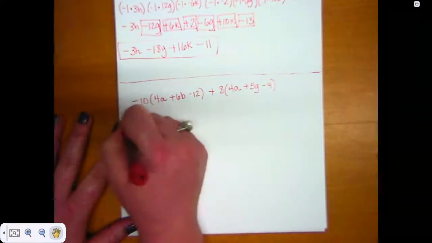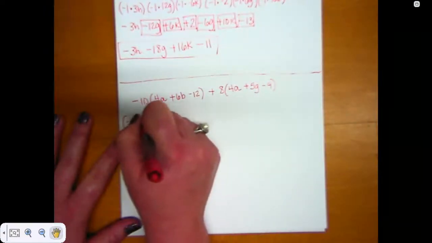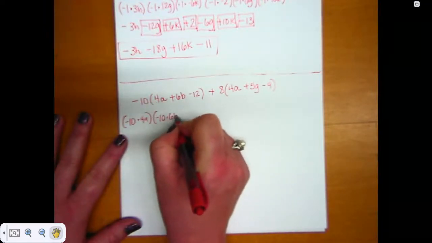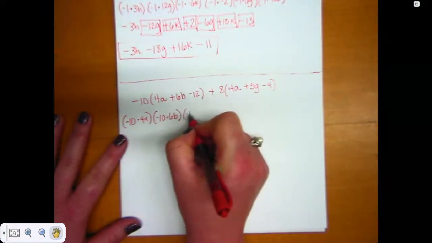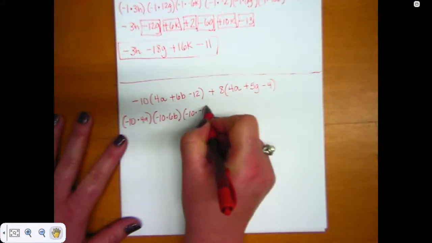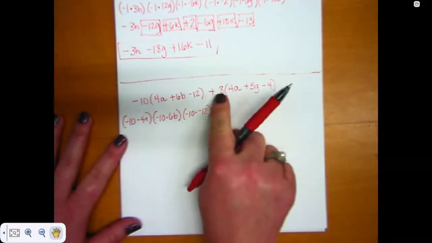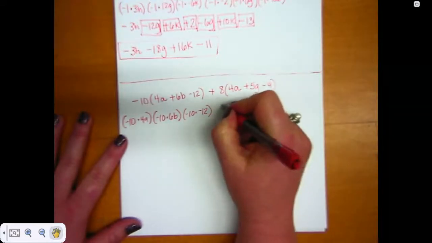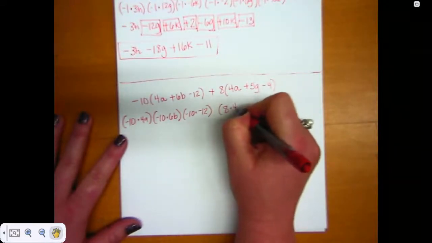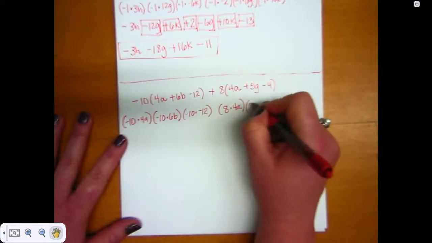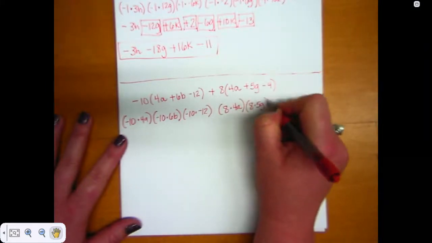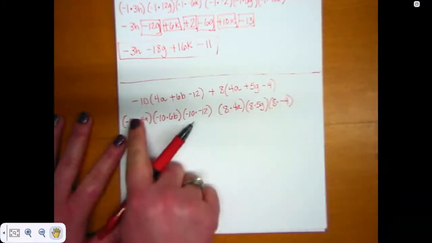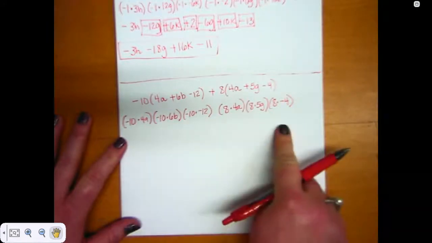So this would be negative 10 times 4a, negative 10 times 6b, and negative 10 times negative 12. Now, this 8 is directly attached to this set of parentheses. So this would be 8 times 4a, 8 times 5g, and 8 times negative 4. So now we've expanded it and we can simplify more.